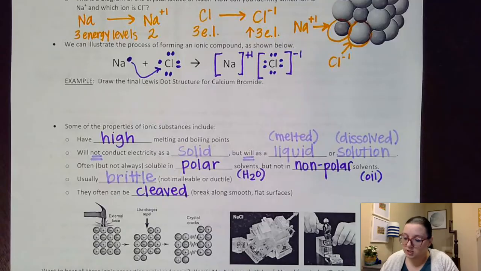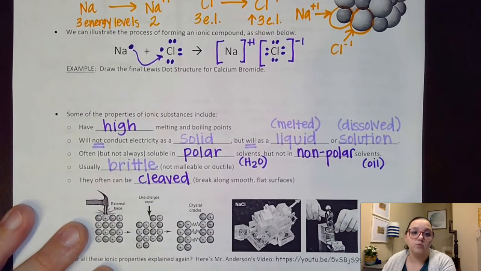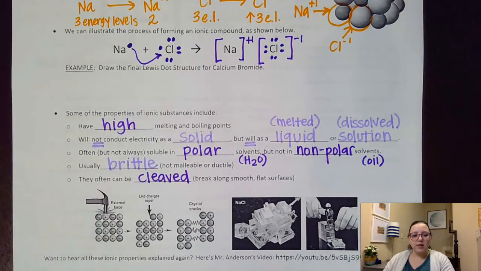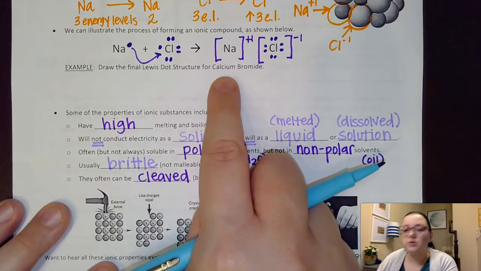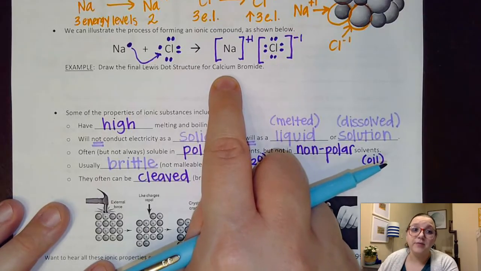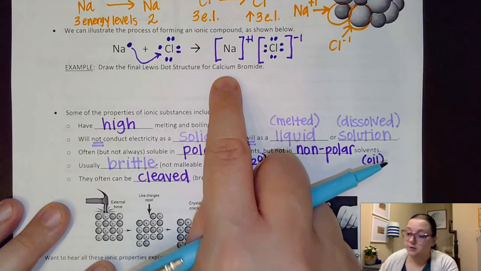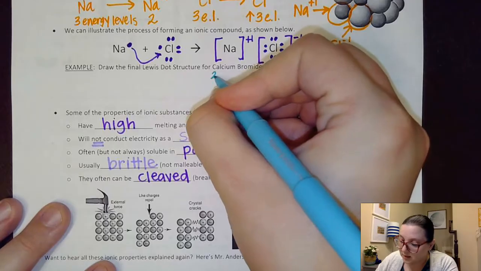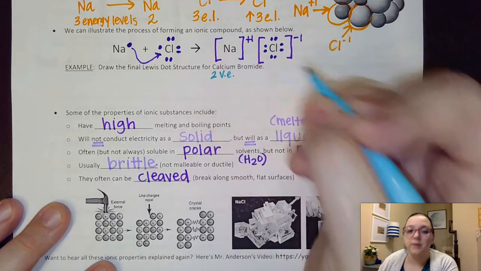So to see that in action here, it wants us to draw a final Lewis dot structure for calcium bromide. Now you could do it almost the same exact way if you wanted to, but I'm going to be kind of sneaky about this. I'm going to do it a little bit of a shorthand way to get straight to here. So I'm going to think about calcium for a minute. I know that calcium is in group 2 on the periodic table.